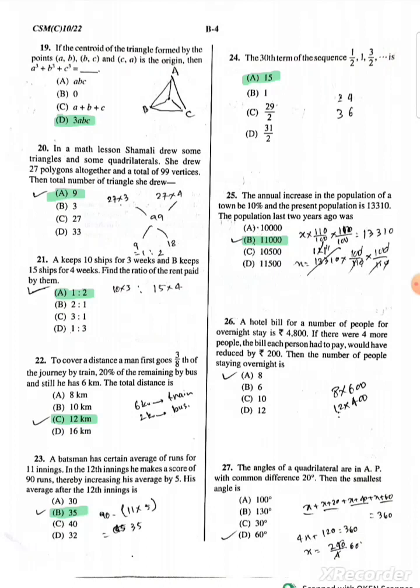A hotel bill for a number of people for overnight stay is rupees 4,800. If there were 4 more people, the bill each person had to pay would have reduced by 200. Then the number of people staying overnight is A, 8. The angles of a quadrilateral are in AP with common difference 20 degree. Then the smallest angle is D, 60 degree.